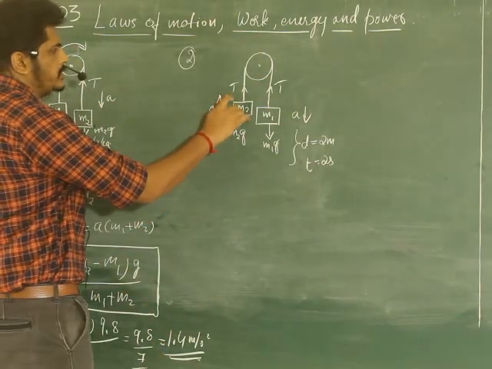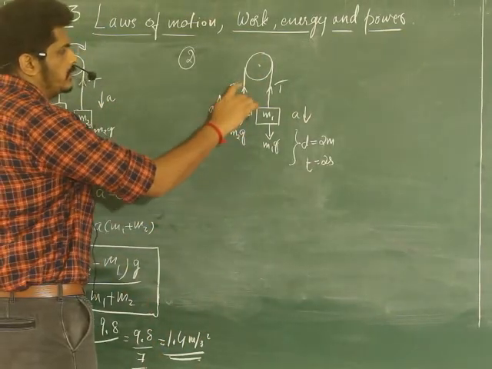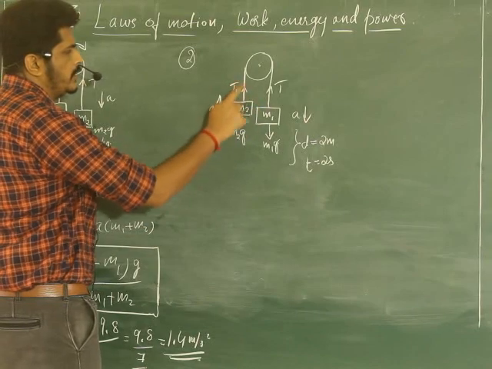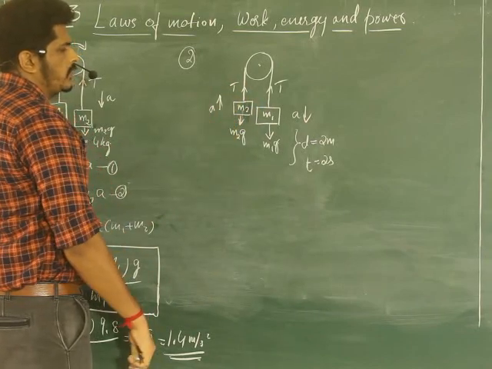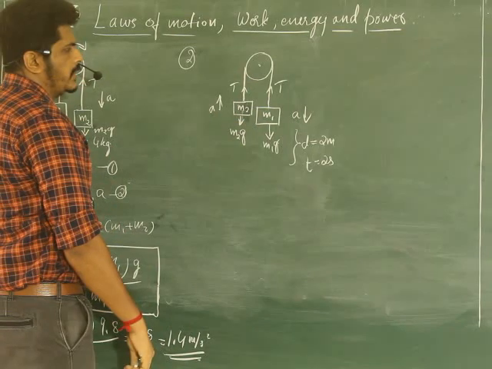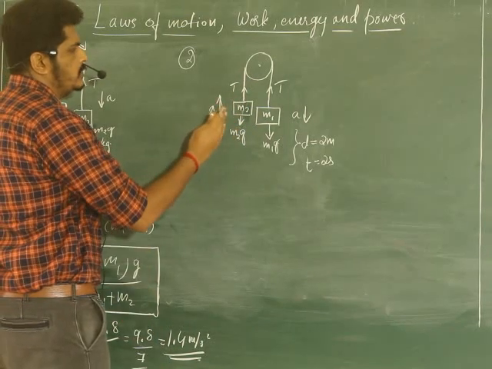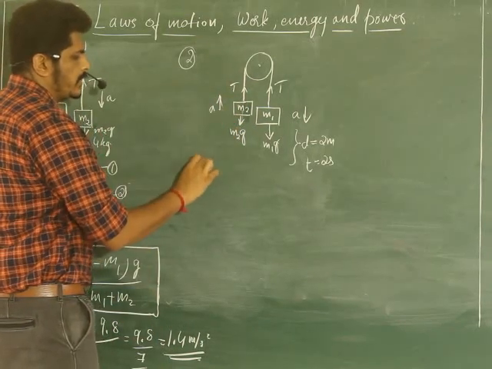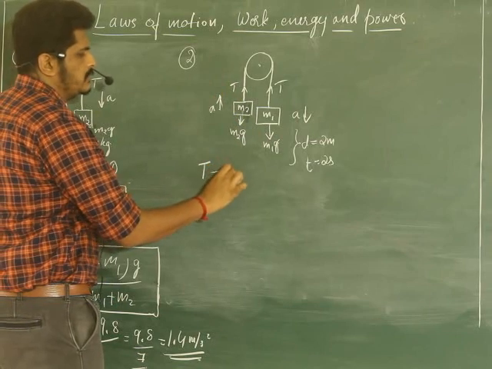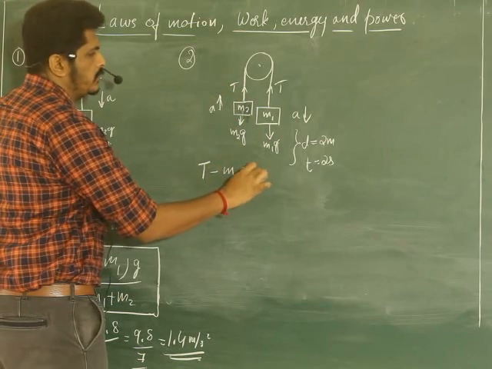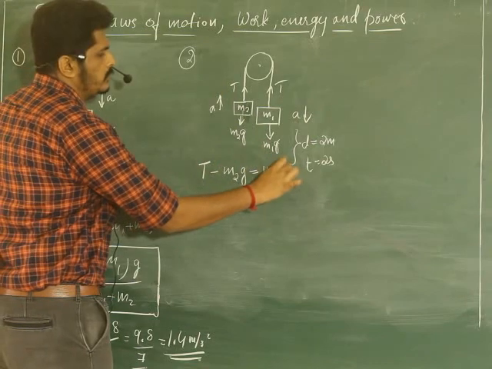So first case I will go for. Here the net force acting on this body is the tension as well as the downward gravitational force. Which one has the higher magnitude? By looking at this condition, it goes up. That is why the direction is towards T. That means tension T minus M2 into G equal to M2 into A, correct?